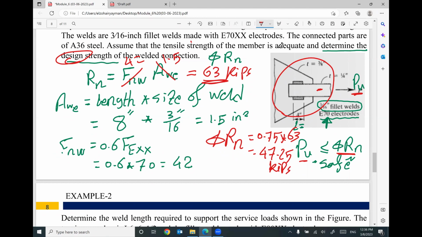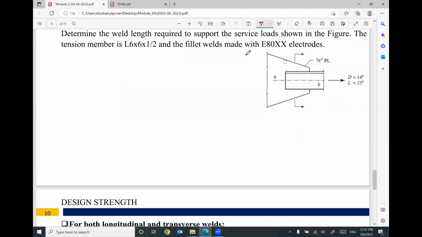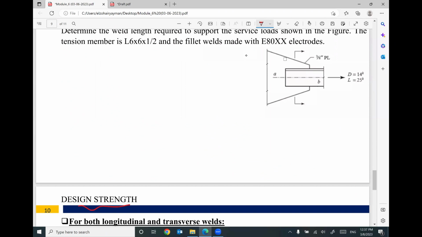Any question so far? We have another example. And once we did this example, that's enough. And no need to cover the remaining part. It's not a big deal.